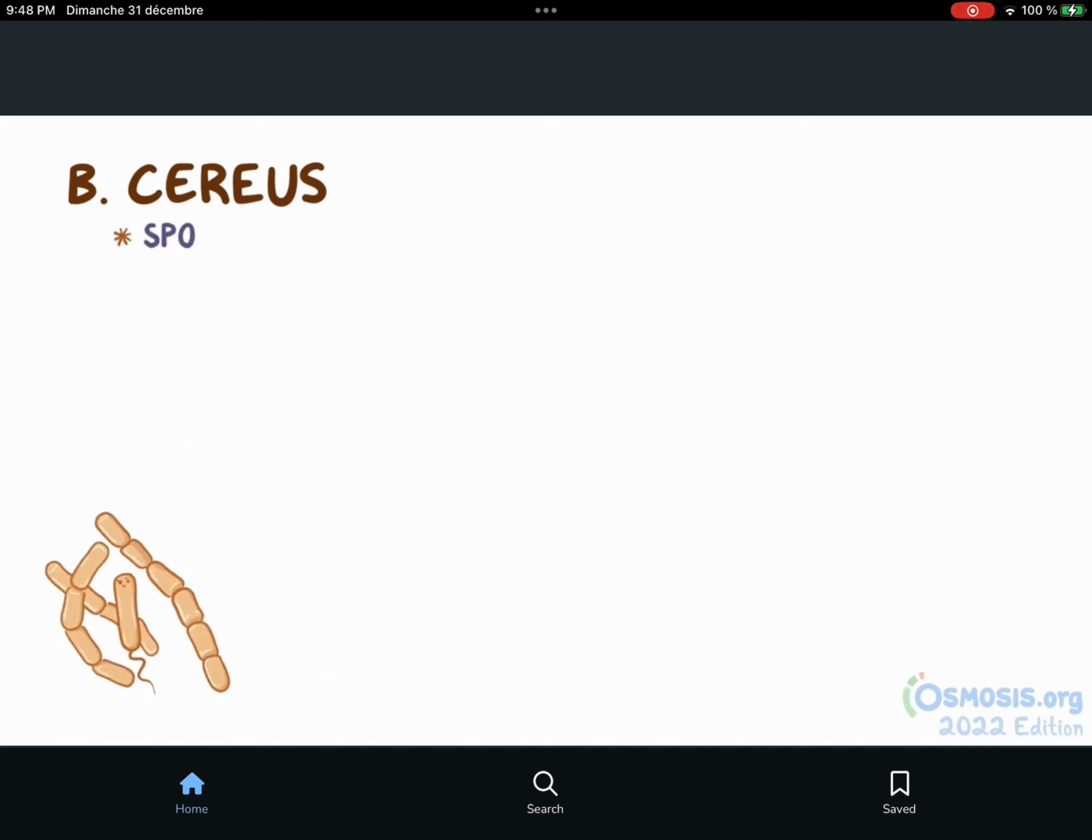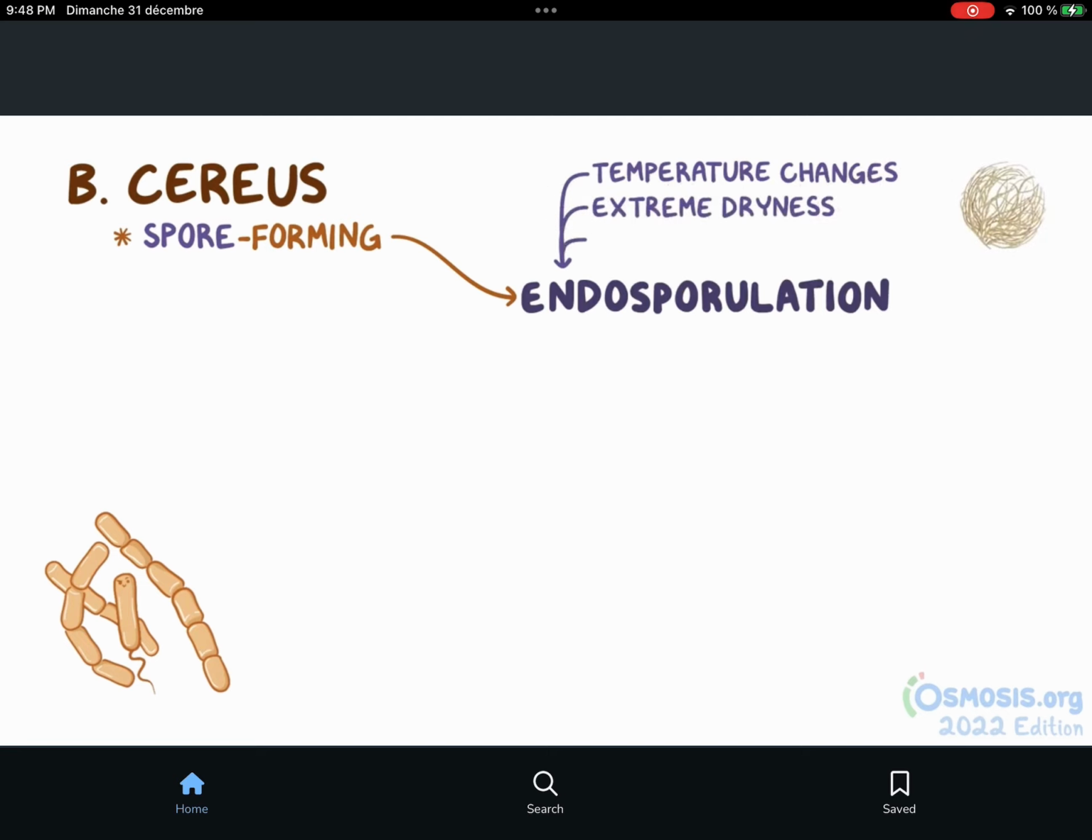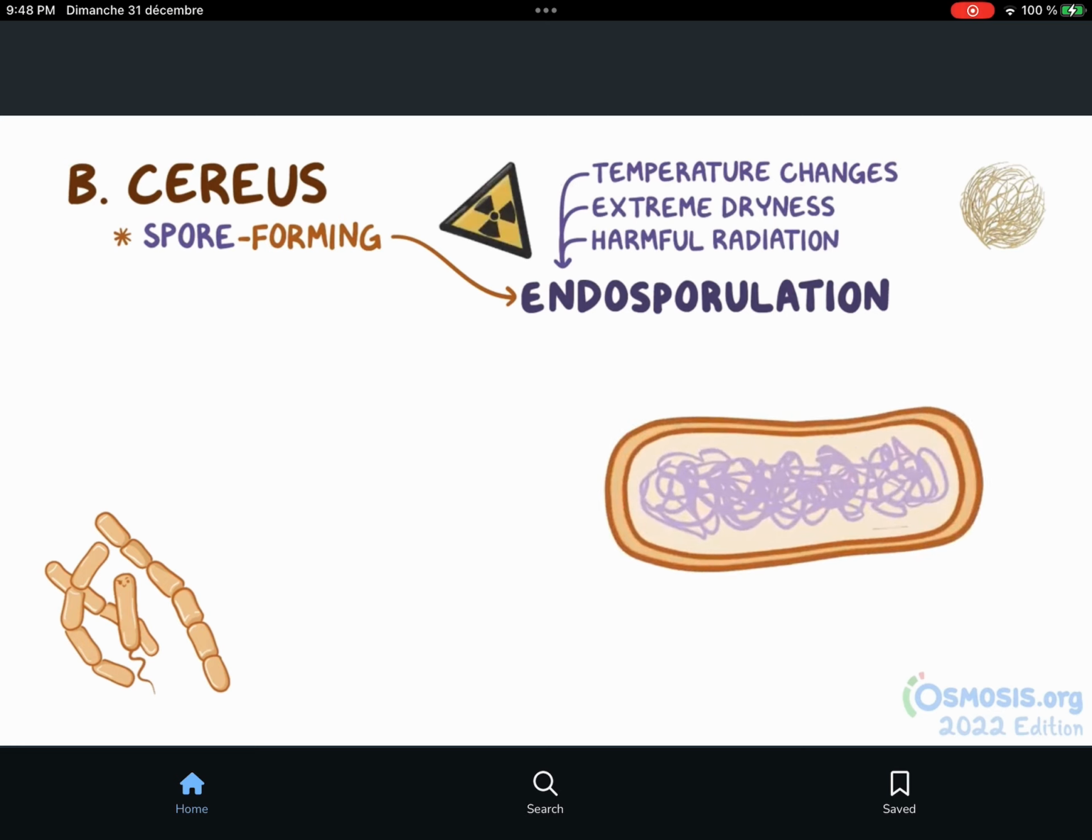Finally, Bacillus cereus is a spore-forming bacteria, so it can undergo endosporulation when it feels threatened by the environment, like when the temperature becomes too high or too low, in the case of extreme dryness, or when there's harmful radiation around. Endosporulation means that the bacteria starts by replicating its DNA, and then it forms a wall inside the cell, isolating a portion of the rest of the cell.